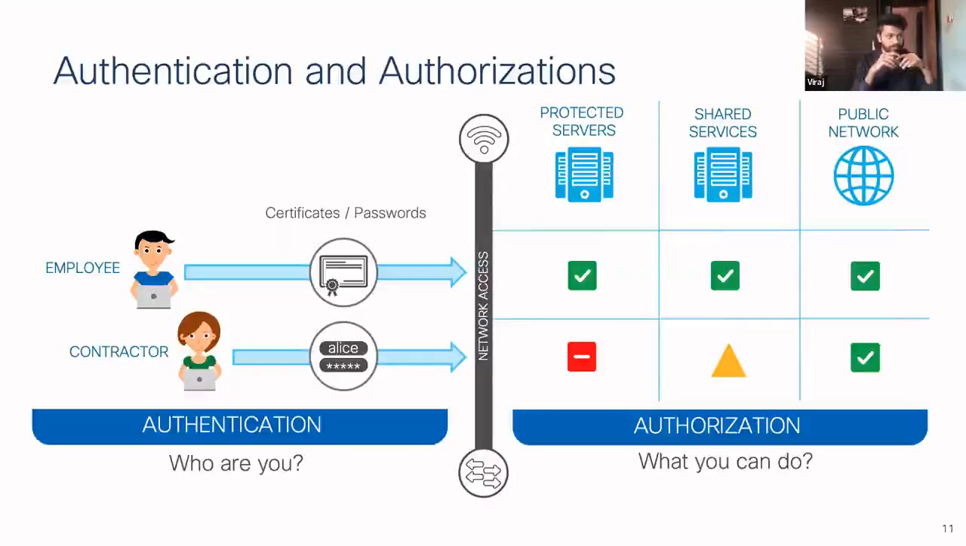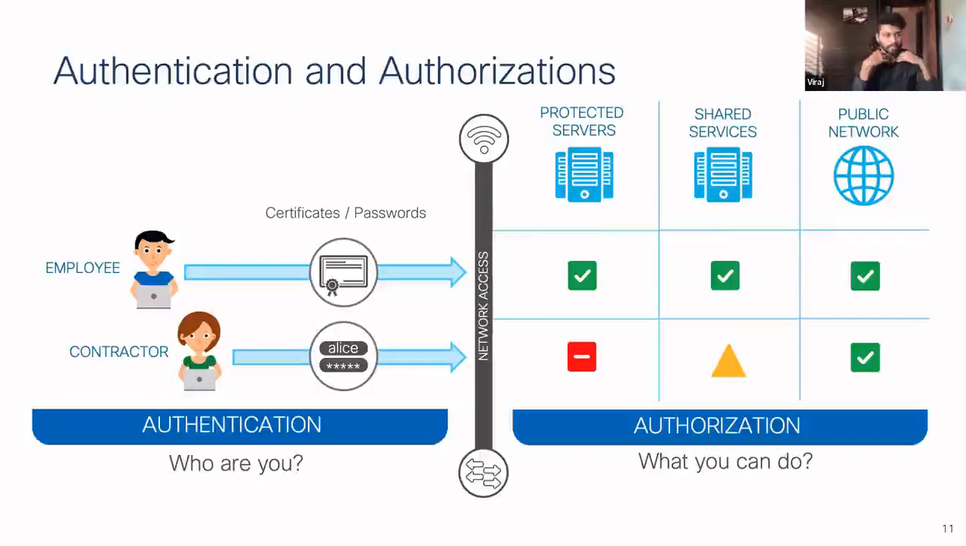But you have a contractor there, right? You're seeing that Alice, she's trying to access the network as well, but she's not a full-time employee. She's a contractor, right? So what do I do? On authentication, she is giving only the username and password. She's not doing multi-factor authentication. She's not giving me her certificate.